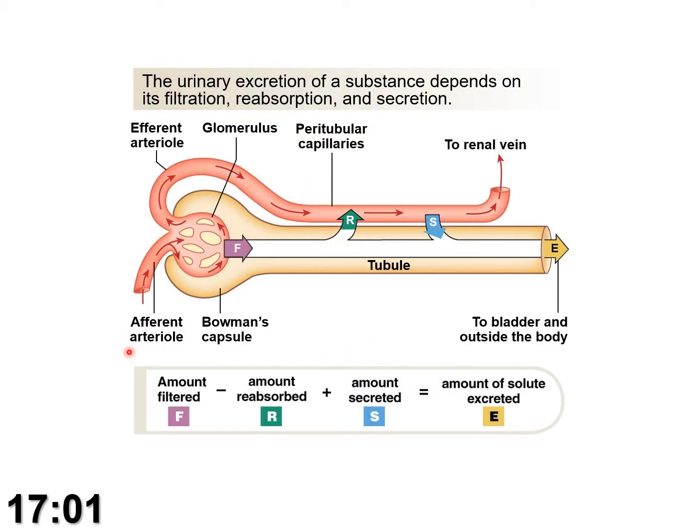I've already mentioned this a couple of times, but here's that formula. The amount filtered minus that which is reabsorbed into the bloodstream plus whatever is secreted from the bloodstream in this tubular area is the amount of solute and material that's ultimately excreted.